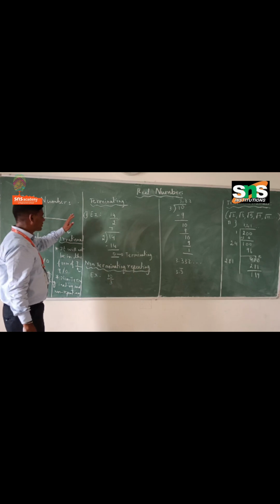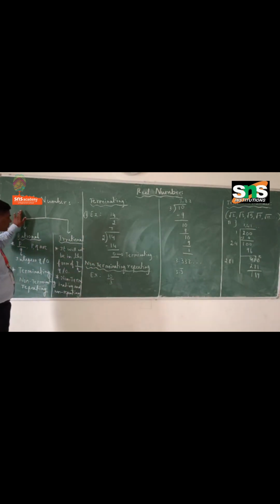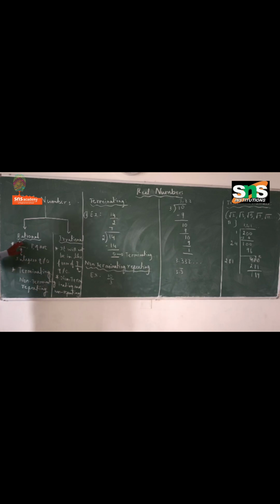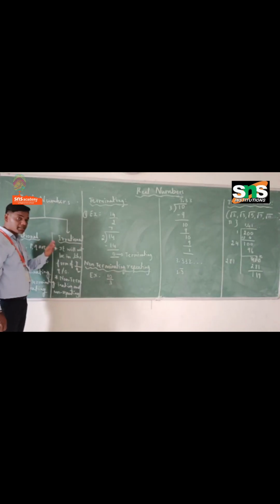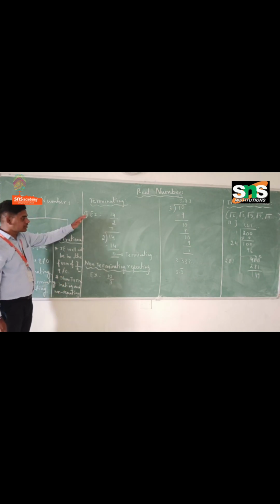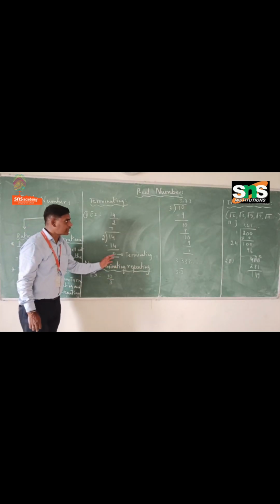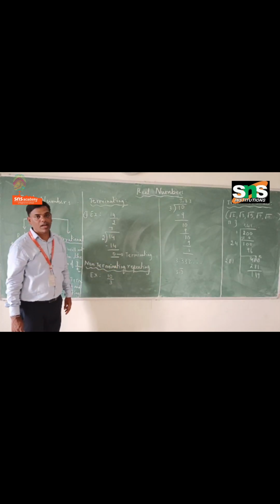Now we have discussed real numbers. These are the basic things in real numbers. First we saw the types of real numbers: rational and irrational. Rational means the condition is that it should be in the form of p by q, and terminating or non-terminating repeating. If it is an irrational number, it will not be in the form of p by q, where q is not equal to 0, and it is non-terminating and non-repeating. So these are the examples for terminating and non-terminating repeating for rational numbers, and that is the example for irrational.